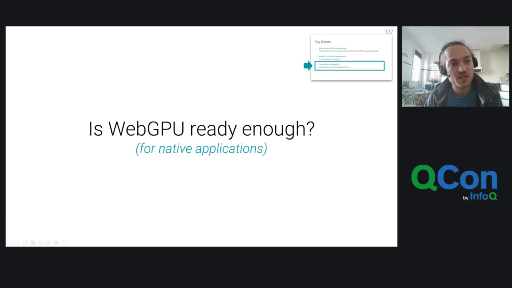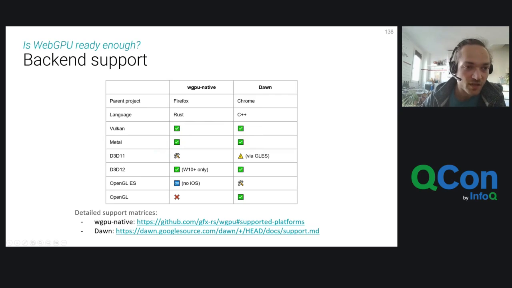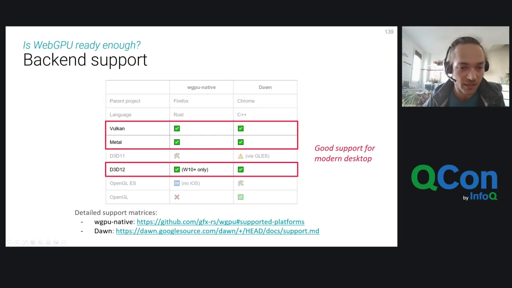And now to finish this talk, maybe the key question that remains is: is it ready enough to be used now for native applications, as far as I'm concerned? First thing is, backend support is rather good, whether it's for WGPU or Dawn. This is not a detailed table, but it at least shows that for modern desktops, it's well supported.